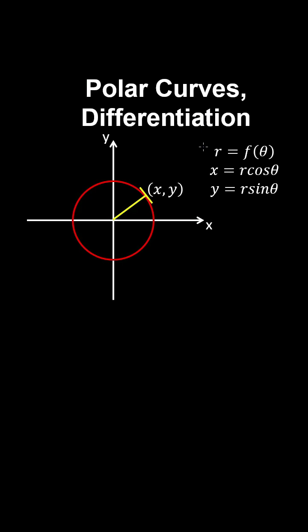Given a curve defined by the following polar function, and given the relationships between Cartesian and polar coordinates, we can extend the methods for calculating the derivatives of real-valued functions to functions in polar coordinates. So dy/dx gives the slope of the tangent to the curve at some point along the curve. And using the chain rule, we can take the derivative of y with respect to theta and multiply by d theta/dx. So note that r is a function of theta, and therefore this can be written as follows.